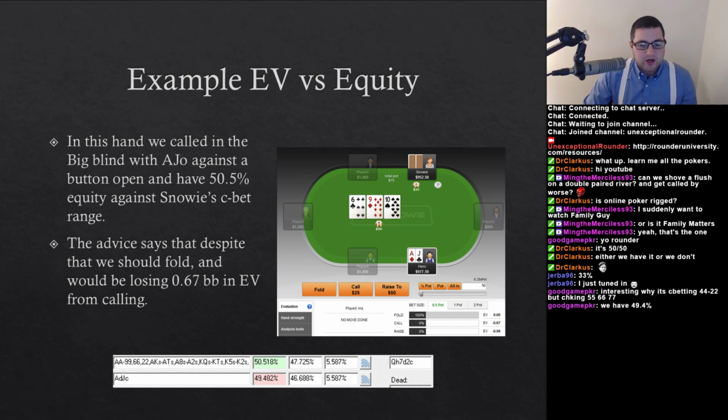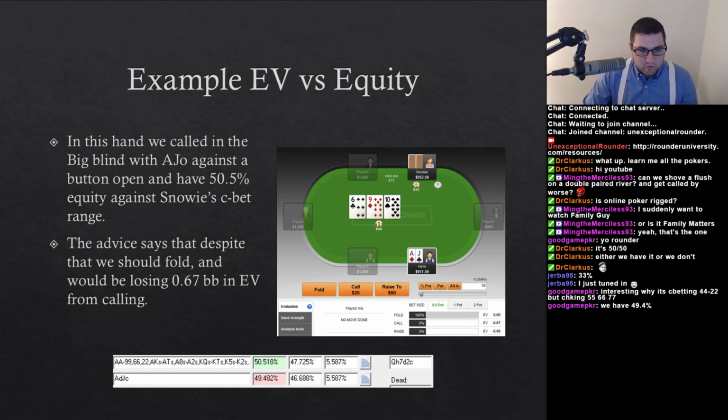Sorry, you're right. Good catch. Thank you, Good Game Poker. So we are the ace-jack. We have 49 point, so I actually wrote the slide wrong. That's my bad. So we have 49.5% equity, but the point is still essentially the same.